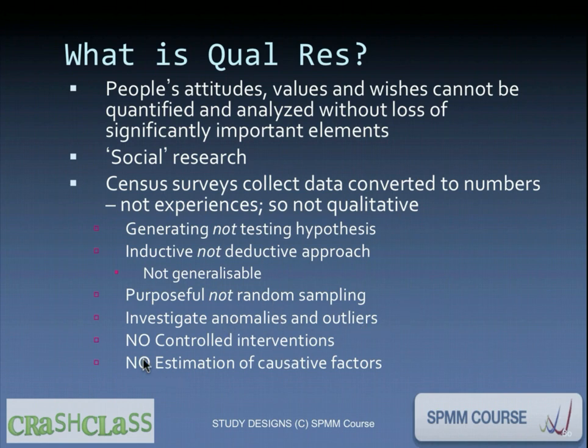In qualitative research, we are not studying any controlled interventions, and we are not estimating any causative factors either. So no controlled interventions, no causative estimation, no cause-effect relationship here. You only study a phenomenon and try to understand what it is. That's it. You can generate a theory, you can generate a hypothesis, but you're not testing the hypothesis. You can only come up with speculative notions. You cannot test those notions in qualitative research.